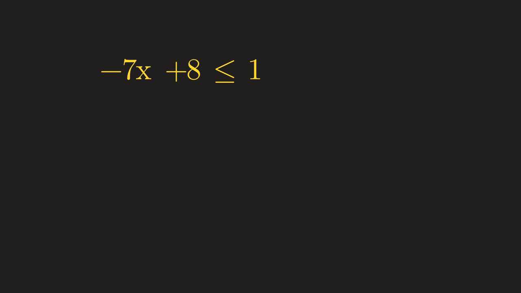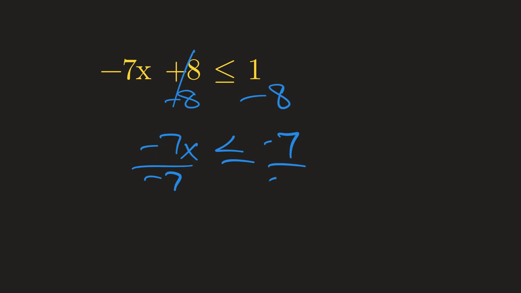Now, what's the first thing we probably need to get rid of here? 8. How? Subtraction. Beautiful. Let's subtract 8 from both sides. Then you divide. Divide by what? Divide by exactly what you see there. Because a negative divided by a negative is going to be a positive. So let's divide by negative 7. We are dividing with a negative value here. Guys, this inequality needs to flip.